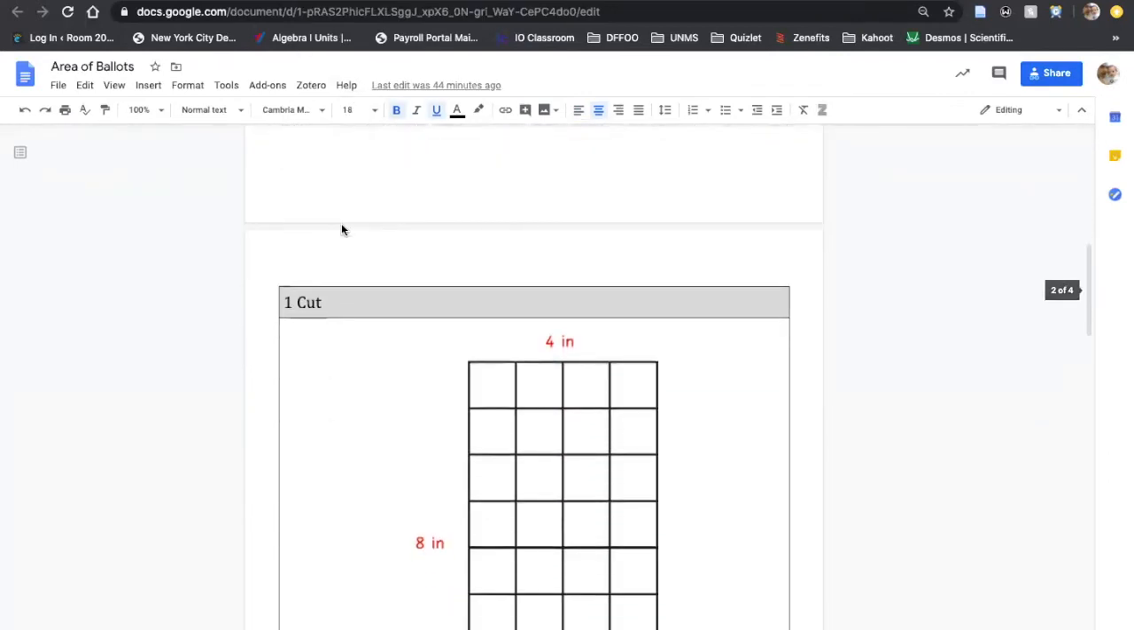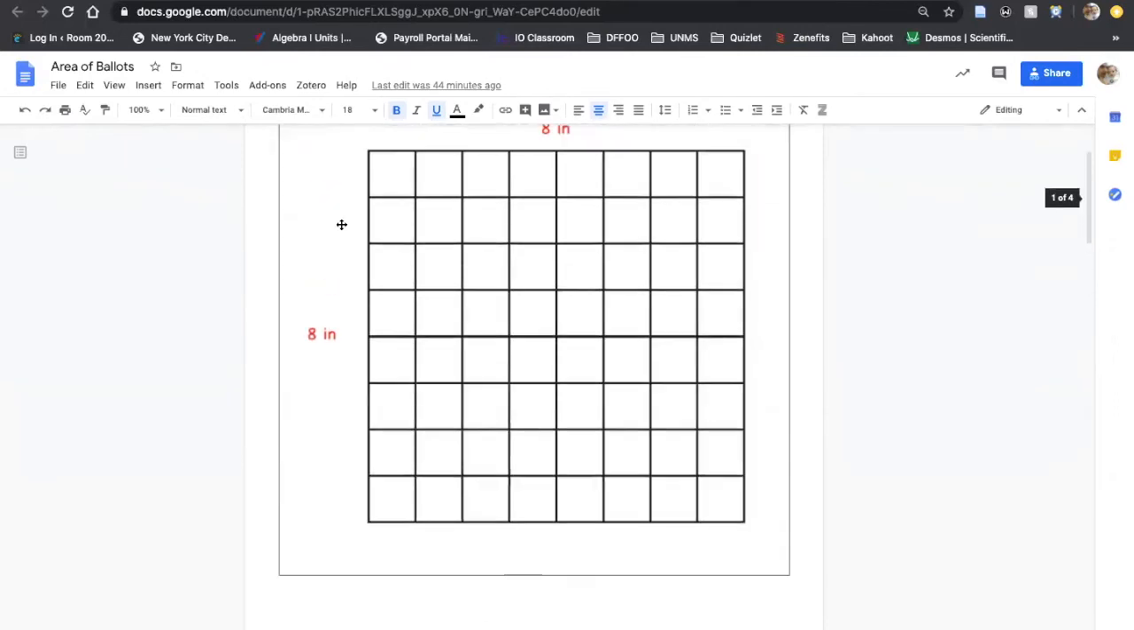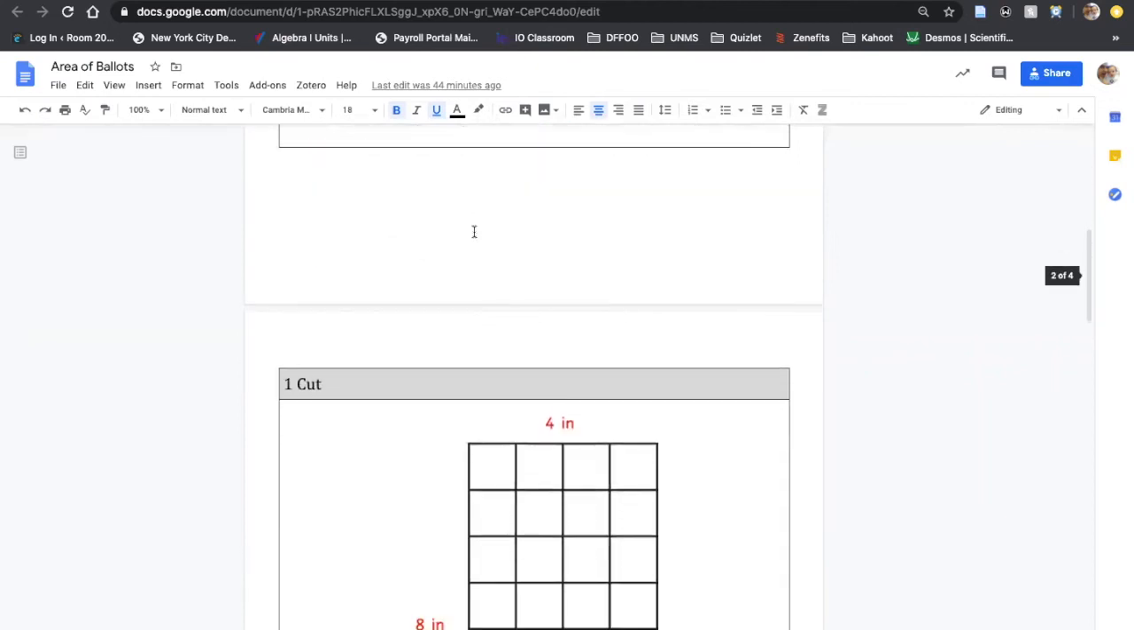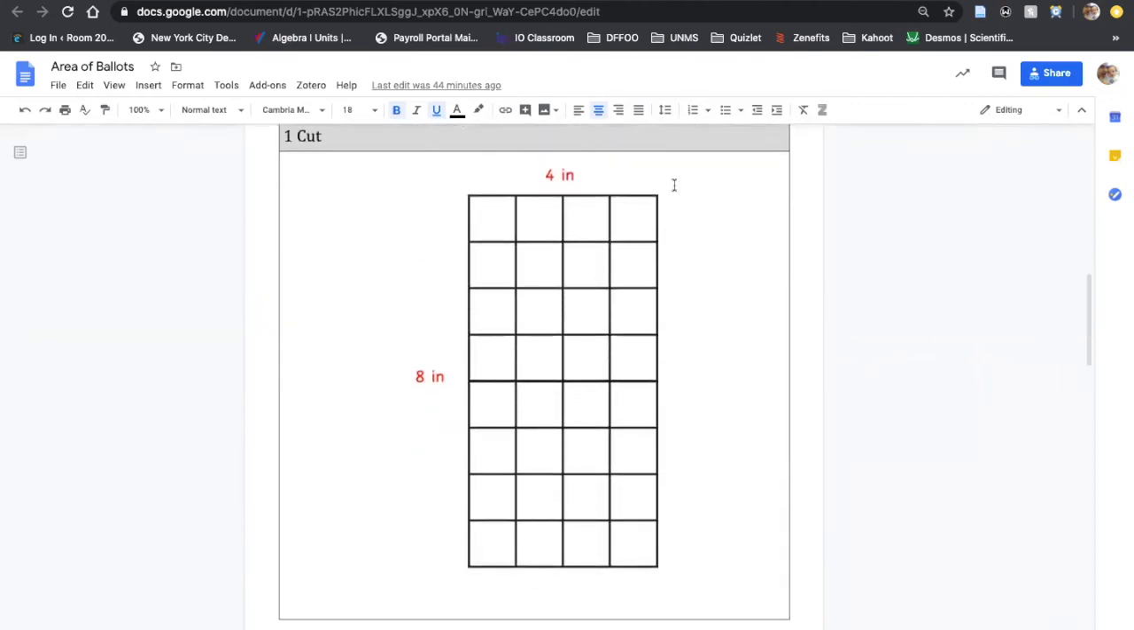You're going to see the next one. This is after 1 cut. So the idea is we take this piece of paper, you cut it in half down this line here. Now you have 2 pieces of paper. You have a piece of paper here, you have a piece of paper here. But again, I'm only worried about one of those pieces of paper. So this is one section.